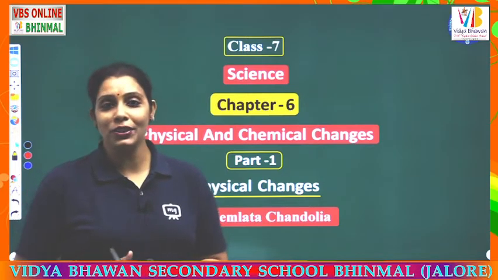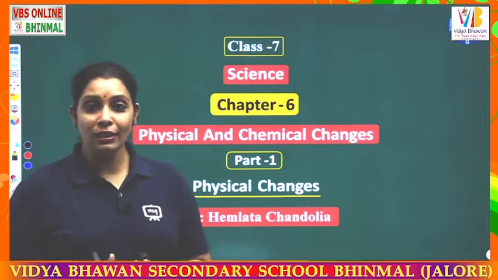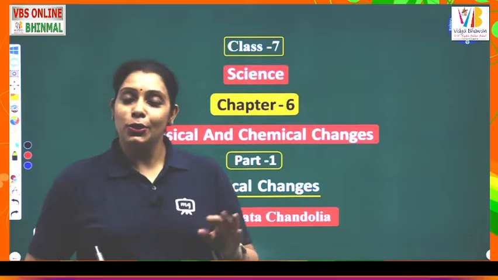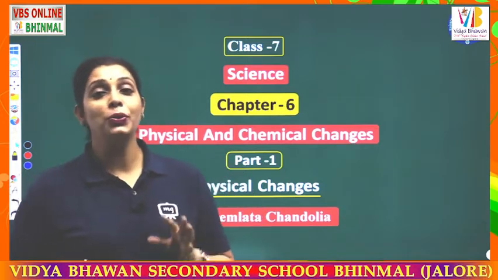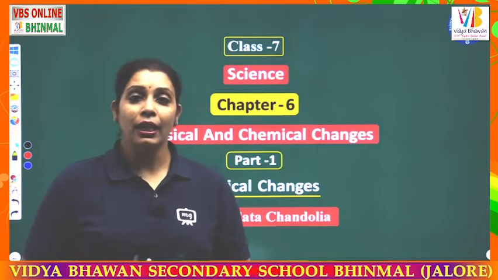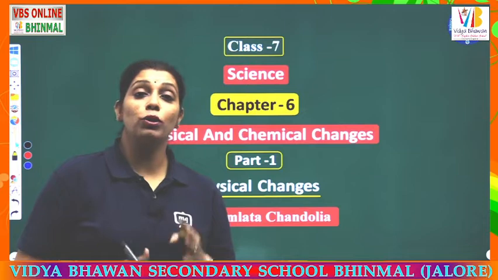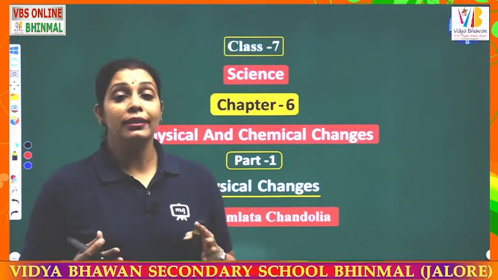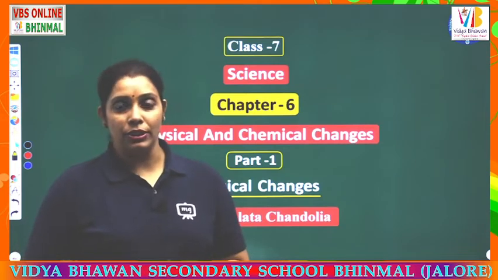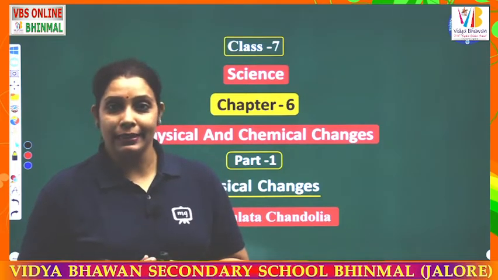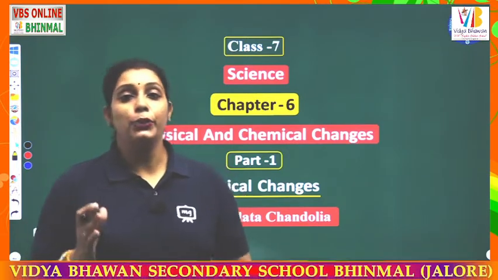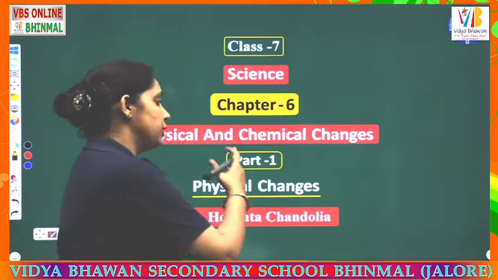Students, today we are going to start a new chapter of class 7 science, that is chapter number 6, physical and chemical changes. In this chapter we are going to learn about what are physical and chemical changes and what are physical properties and what are chemical properties, and we will discuss many examples of both physical changes and chemical changes. We also discuss galvanization, alloying and crystallization. So, let's begin today's session with physical changes.